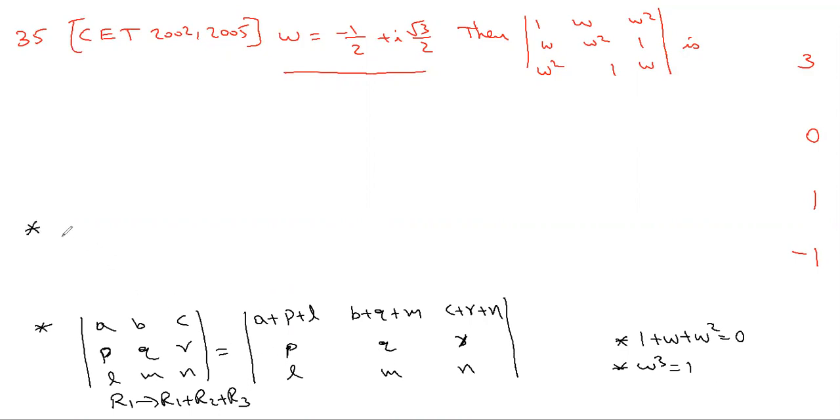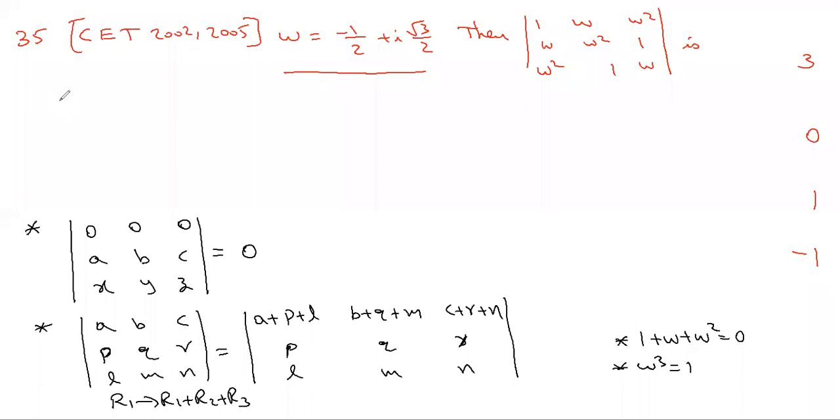And one more property of determinants is if you have a complete row as zeros, in any row or any column, one complete row or one complete column contains zeros, the value of the determinant is 0. So you just need to know these 2 points from the determinants.